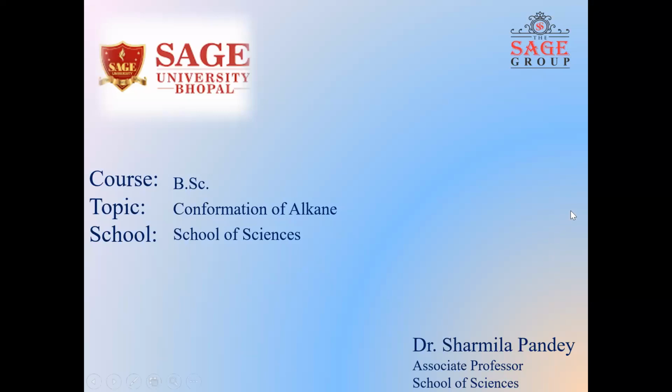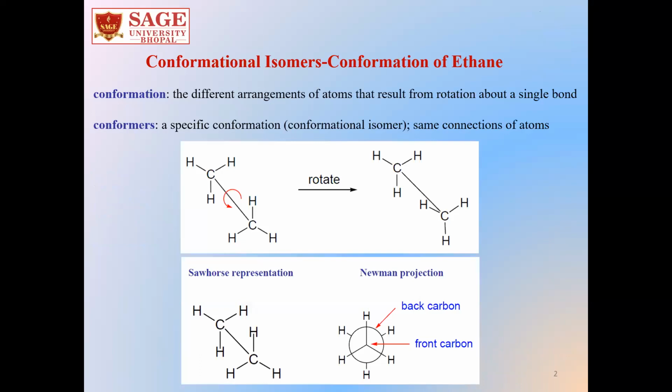Today I will discuss the conformation of alkanes, so conformational isomers or conformations of ethane. What is conformation? The different arrangements of atoms that result from rotation about a single bond. Like here we can see, if we rotate the carbon-carbon single bond, then the different arrangements we get are the conformations. What are conformers? A specific conformation, that is a conformational isomer.